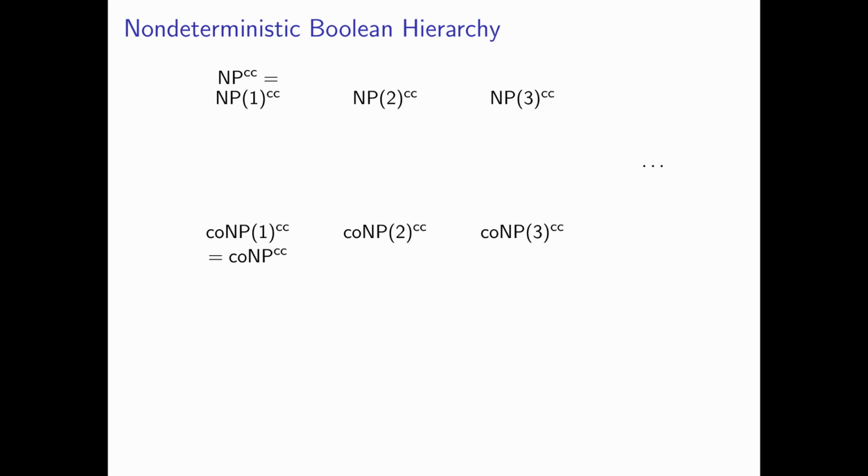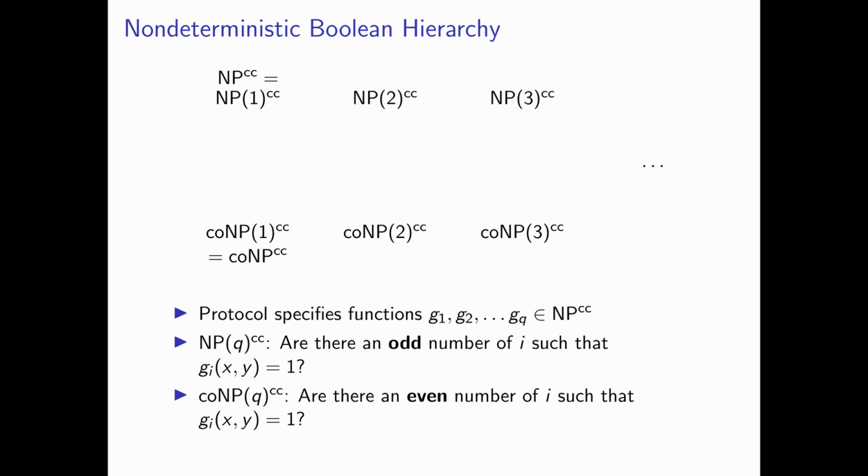The Qth level has classes NPQ and co-NPQ. Protocols in these classes look like this. We have Q NP problems, and we ask whether an odd or even number of them would return true on the inputs. For protocols in NPQ, if the answer is odd, we return true, and if the answer is even, we return false. For co-NPQ, reverse these.